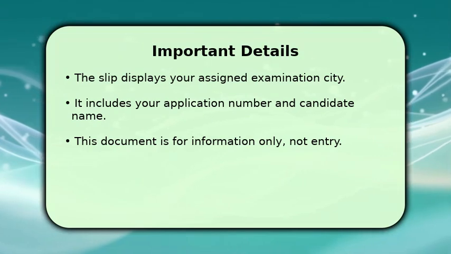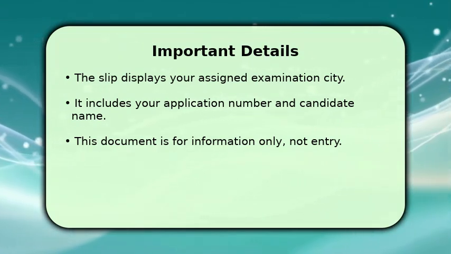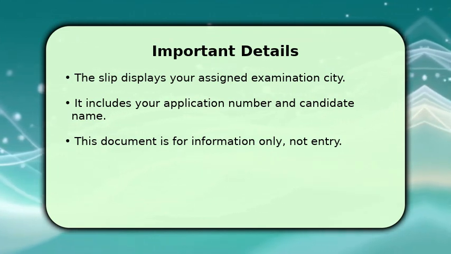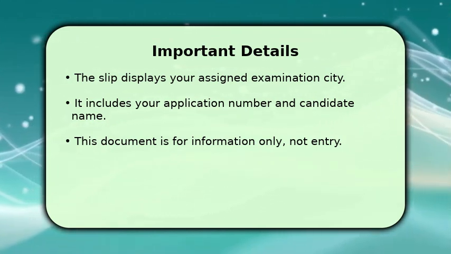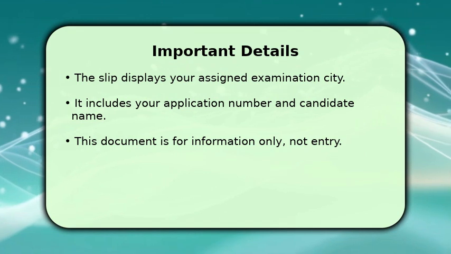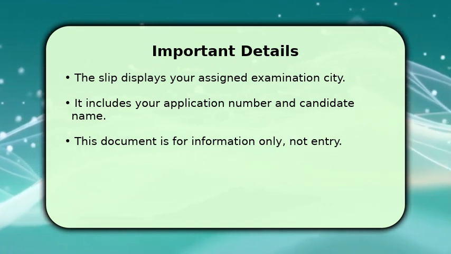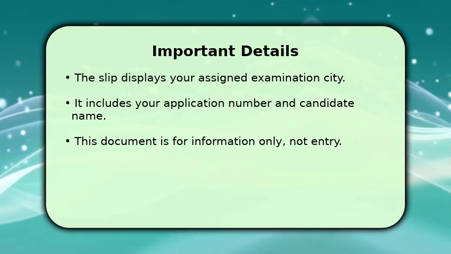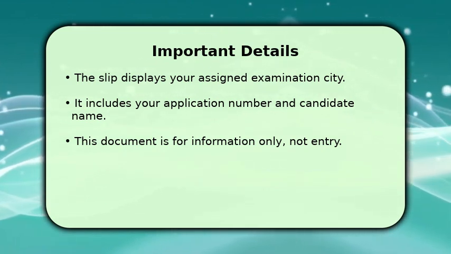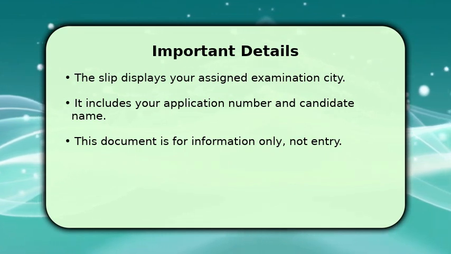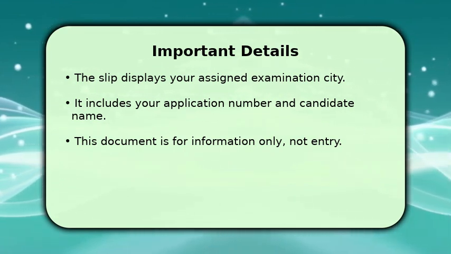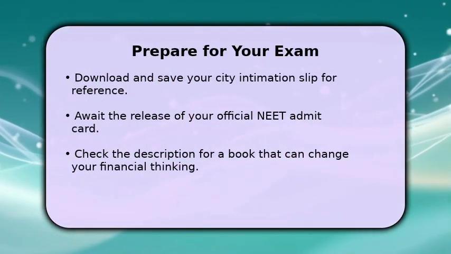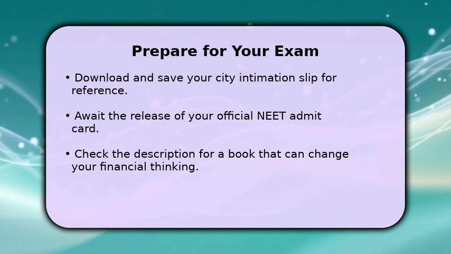Once you've successfully logged in, your city intimation slip will appear on the screen. This document clearly states your assigned examination city, along with your application number and full name. Remember, this slip is solely for informational purposes. It is not your official admit card. You will still need to download your admit card separately closer to the exam date for entry into the examination hall. After viewing your city intimation, it's wise to download and save a copy for your records.